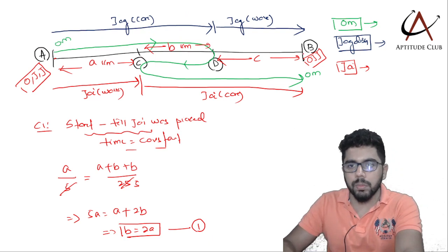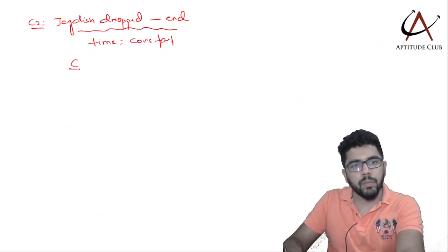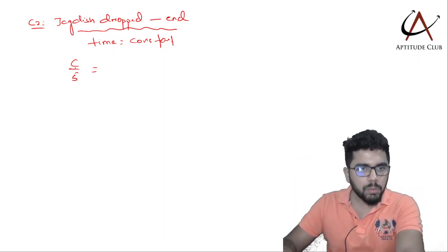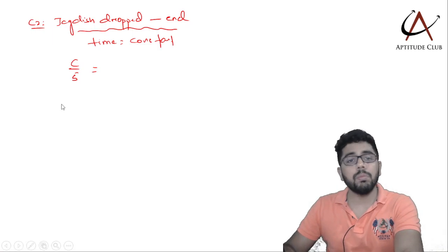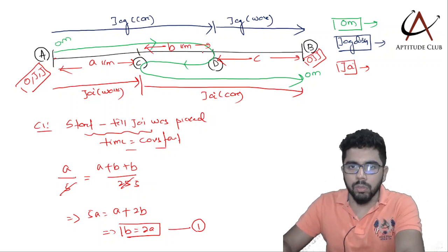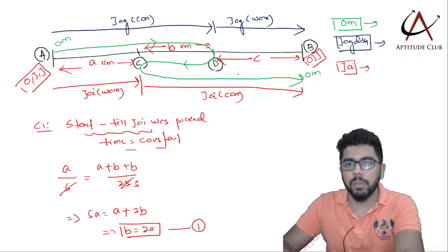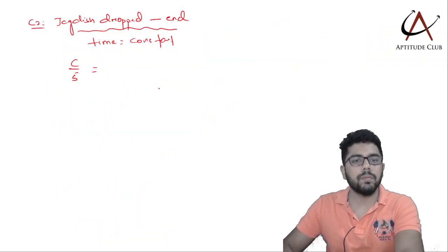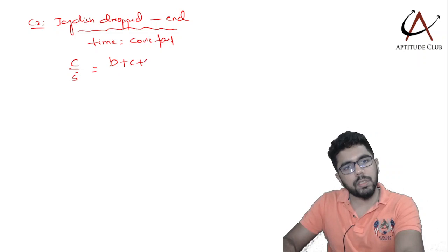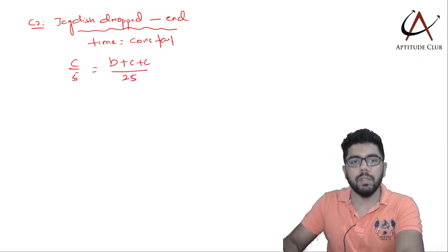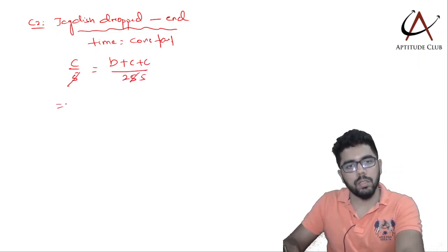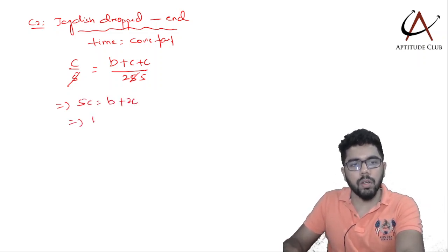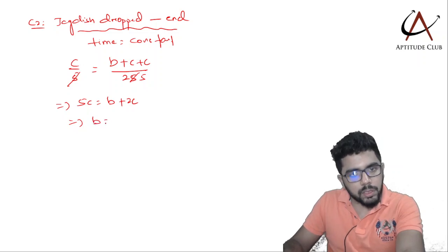Jagdish from point D till point B, distance is C, and he was walking, so at a speed of 5. So time is distance by speed, so C by 5. How much distance did Om travel? Om from point D is going back B and again coming forward B then C. So goes back B and then comes ahead B plus C. So Om is B plus C, but in car, so 25. So I get 5C is equal to B plus 2C, or I get B is equal to twice of C.